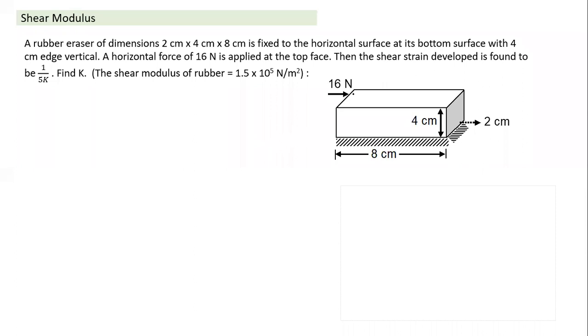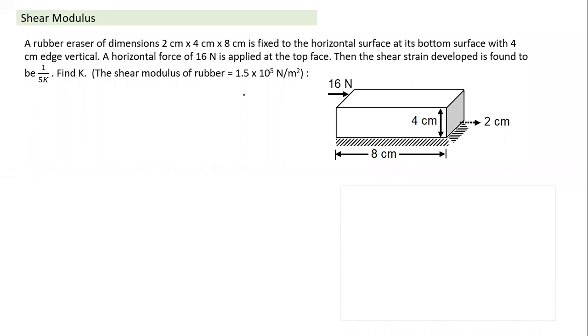So now the piece of rubber we are talking about has some dimensions. You have this dimension here, and the lower surface is fixed to the horizontal surface. This lower surface is blue. And these are the dimensions. This dimension is 2 centimeter, height is 4 centimeter, and a horizontal force of 16 Newton is applied. So when we talk about the top face, the shear strain developed is this much. So we need to find what the shear strain is.